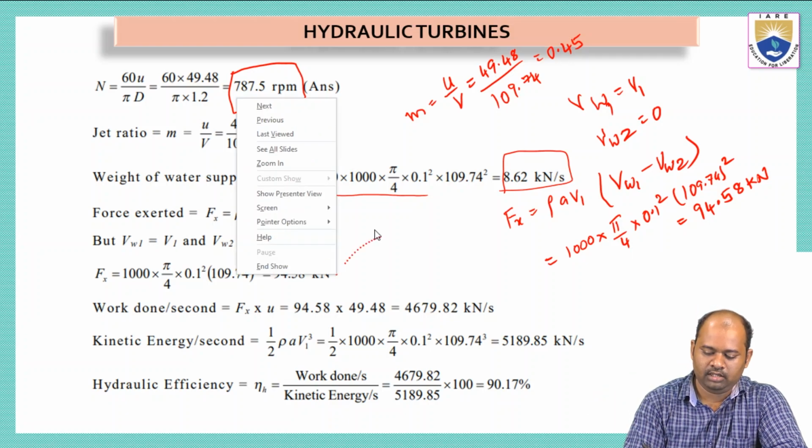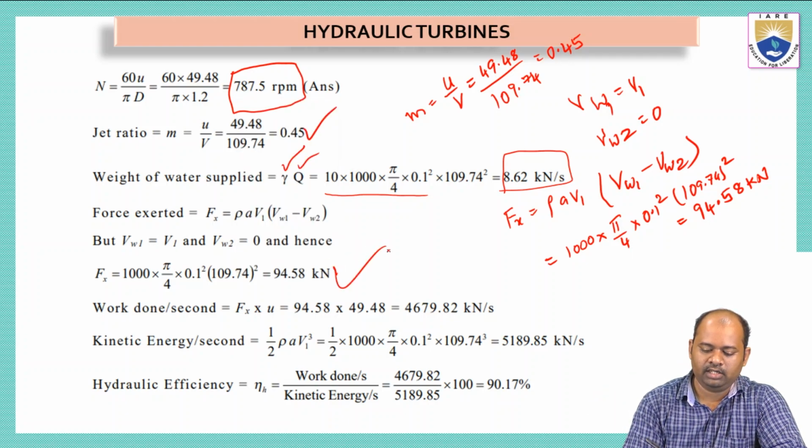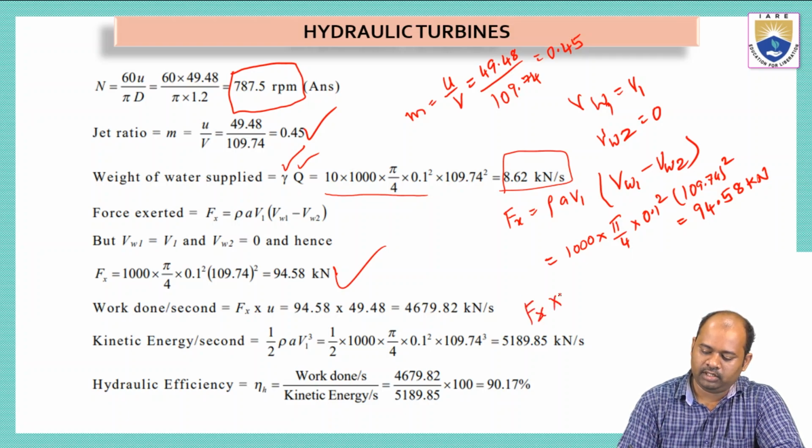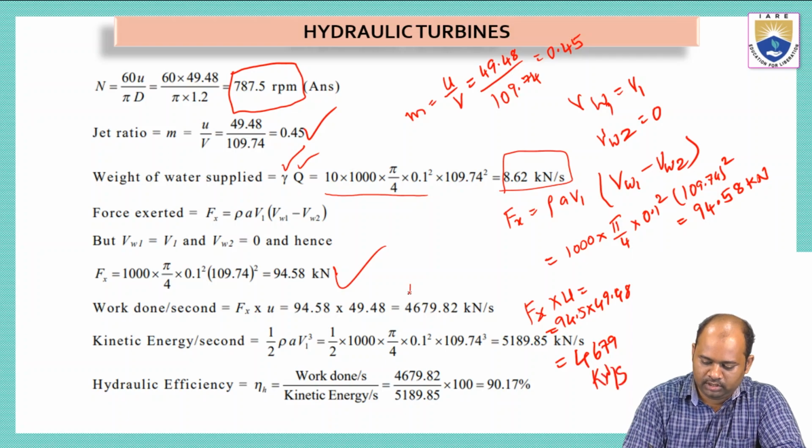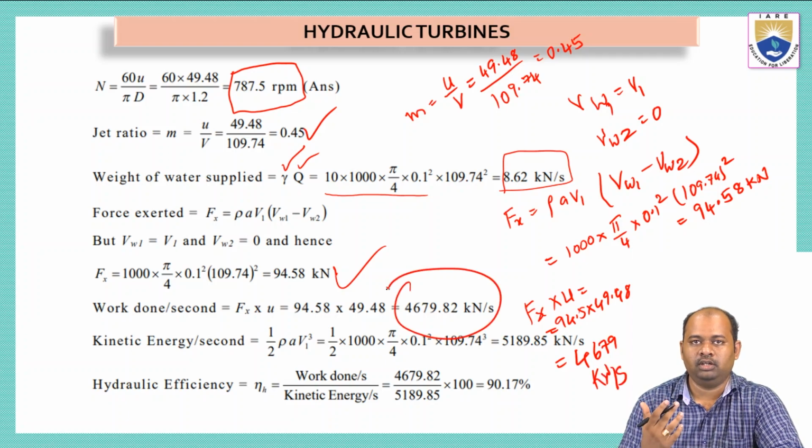Okay, now this is done. And after this, we can simply calculate work done. Simply we will multiply F times U. We will get 94.58 multiplied by 49.48. So this will give you 4679 kilonewtons per second. So this is the value of the work done per second.